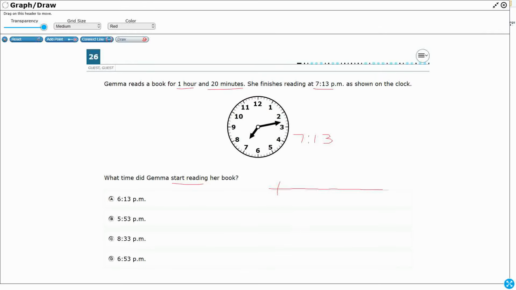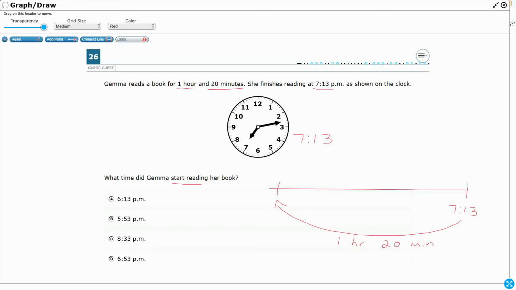So I'm going to draw a number line here. So here's my 7:13. And then what we need to do is go back to my starting time, 1 hour, 20 minutes. Now, we can't just line it up and subtract vertically.